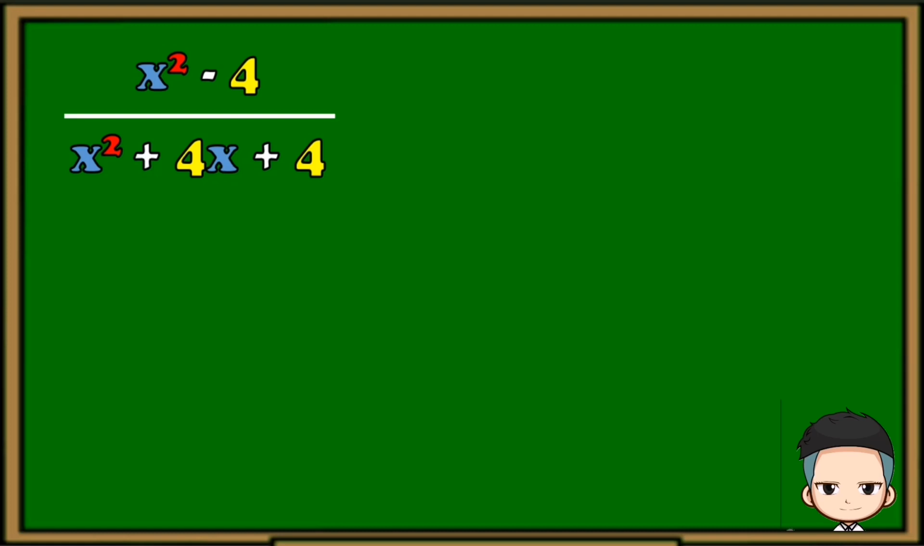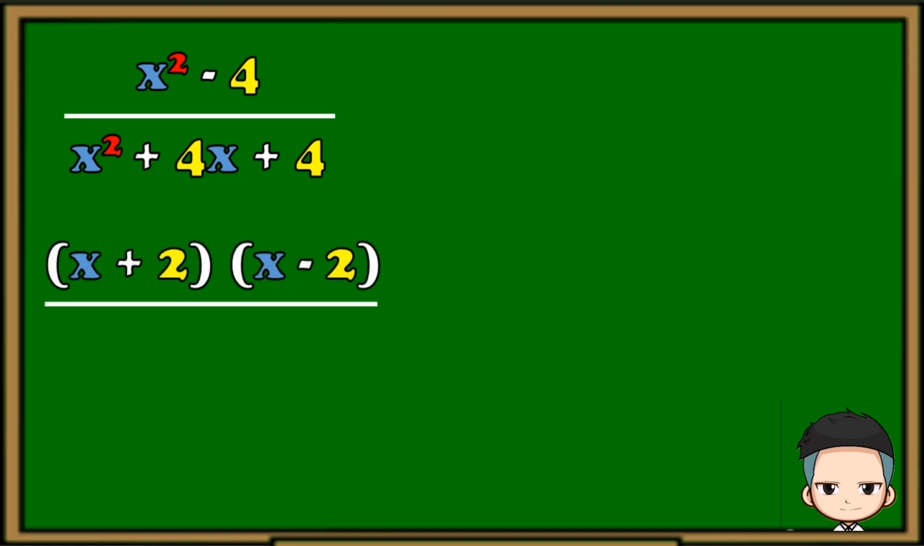Let's try this example. x squared minus 4 all over x squared plus 4x plus 4. First thing we need to do is to factor the given completely. Let's start with the numerator. x squared minus 4 is an example of difference of two squares. The factored form of x squared minus 4 is the quantity of x plus 2 multiplied to the quantity of x minus 2.